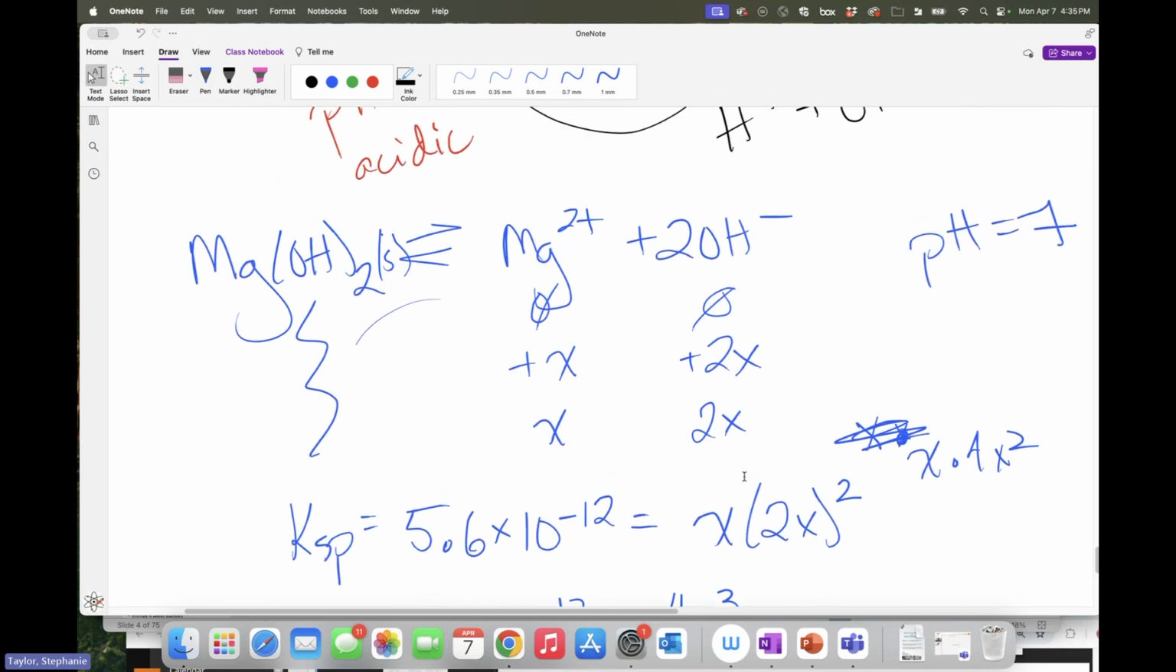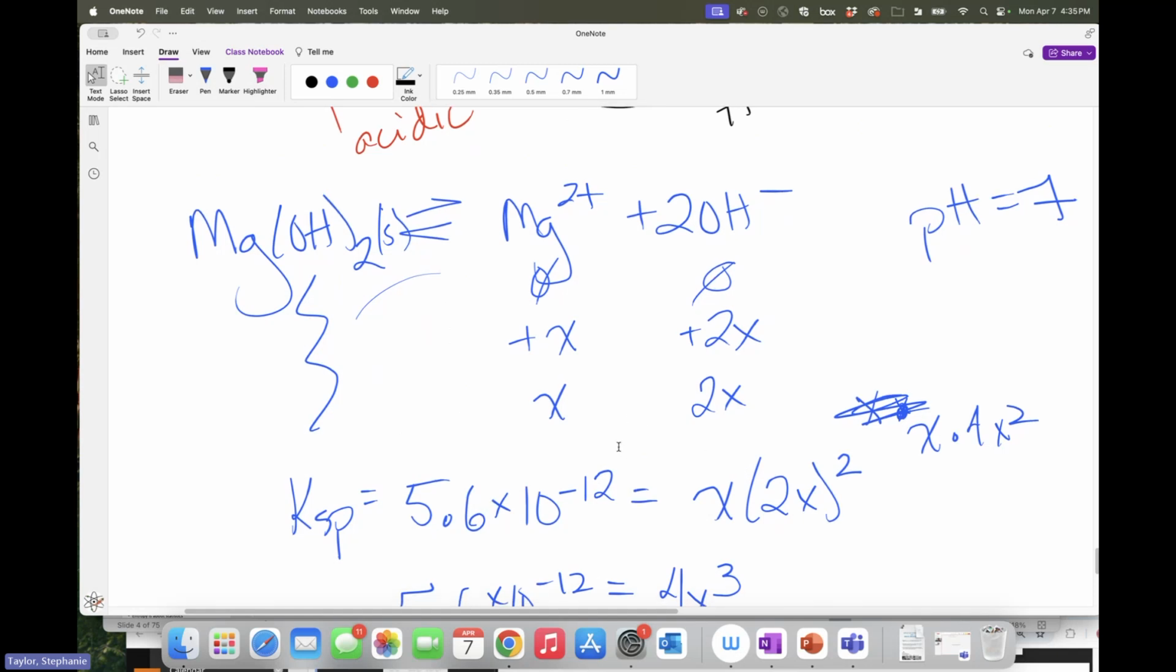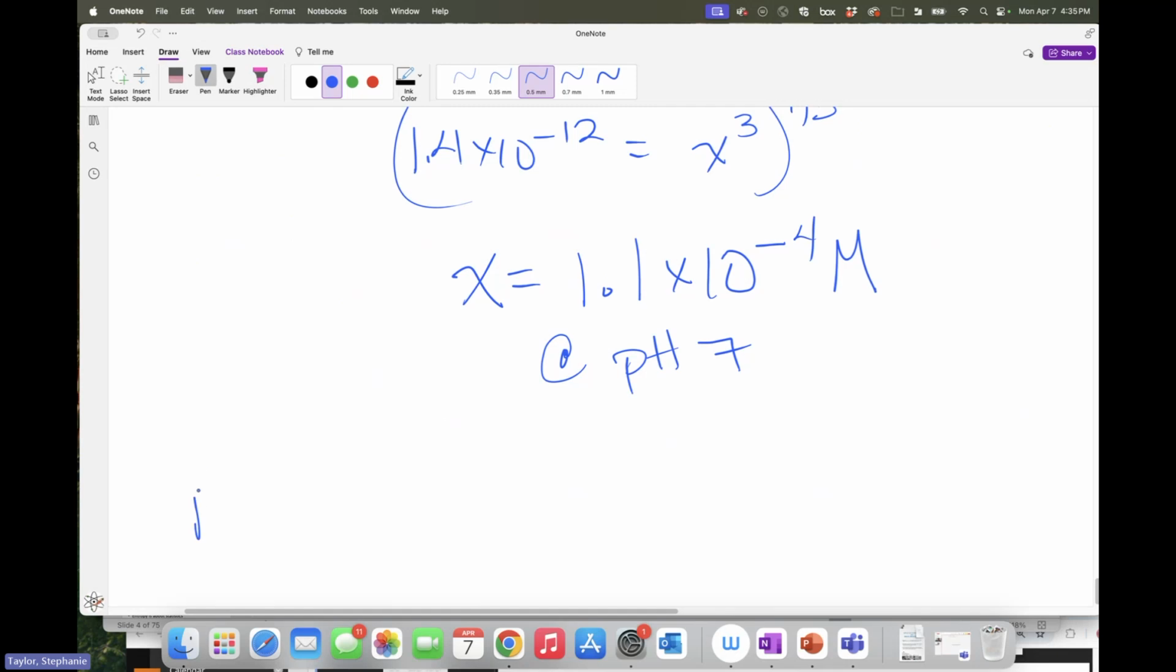So now what I want to do is basically do the exact same problem, but I want to do it at my pH of 9. So in order to do that, I'm going to basically rewrite my reaction.